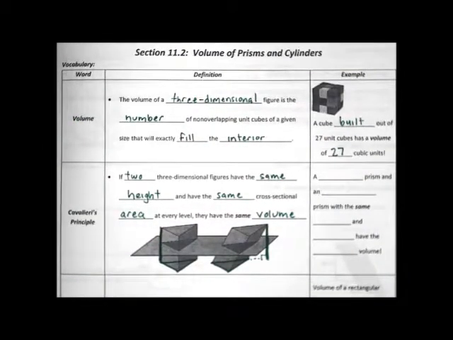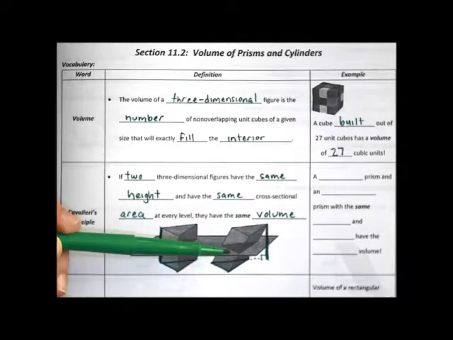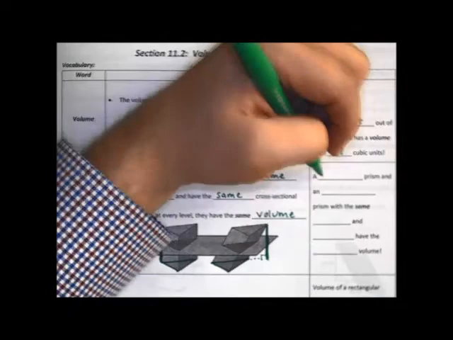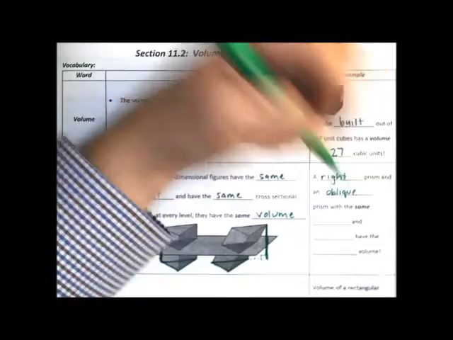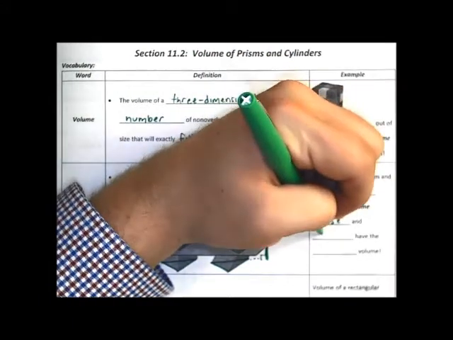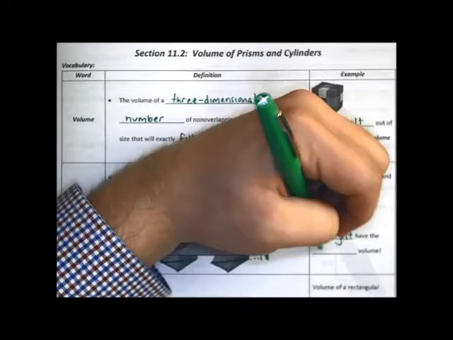So regardless of whether we have a right prism, which we call a right prism because the sides or edges are perpendicular to the bases, or an oblique prism where the height isn't necessarily an edge, you're going to have the same volume regardless. So if we write that down, a right prism and an oblique prism with the same base and same height, they have the same volume.